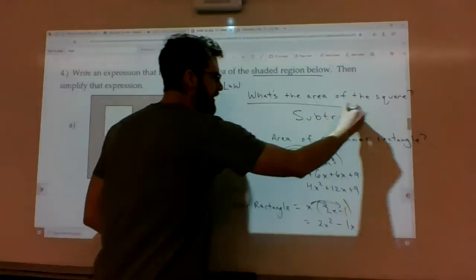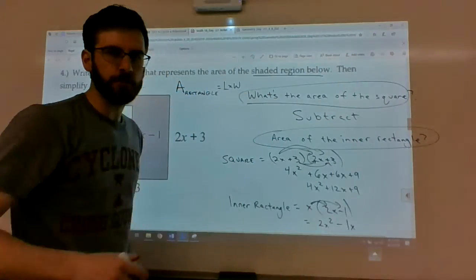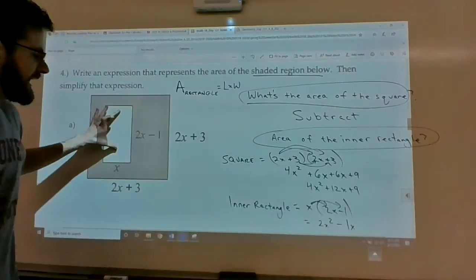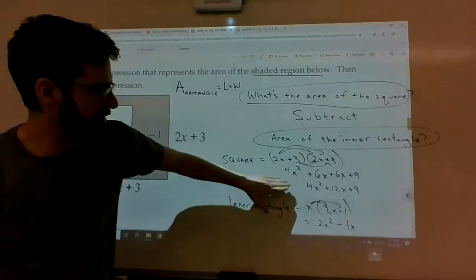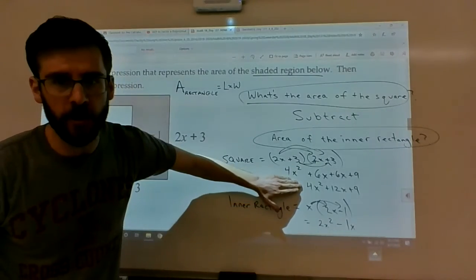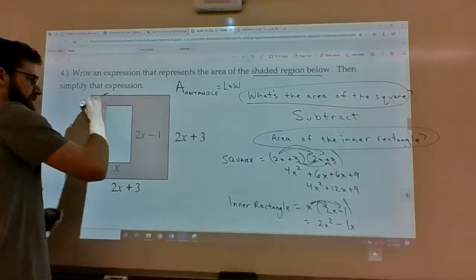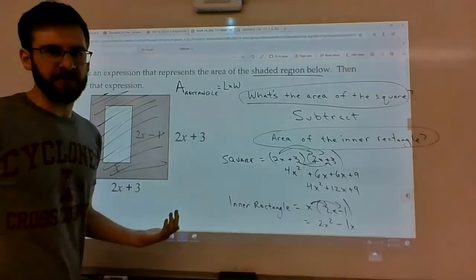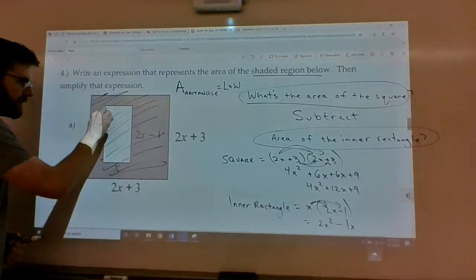So we figured out what the area of the square was. We figured out what the area of the inner rectangle is, but we subtract it because this part of the polynomial is vacant. It's not actually there. It's like this space here, 4x squared plus 12x plus 9, that represents all of this, which would not really represent the area of the shaded region, because this part's not shaded. We got to take it away.